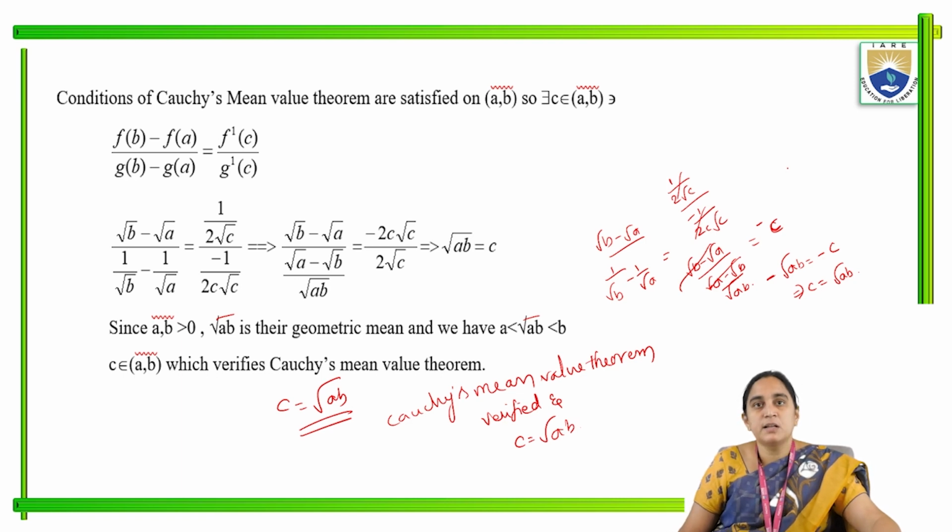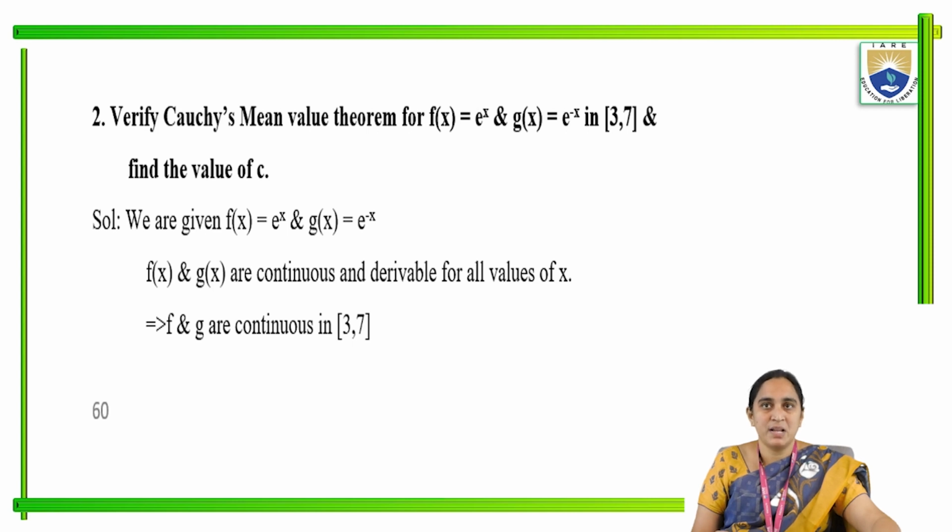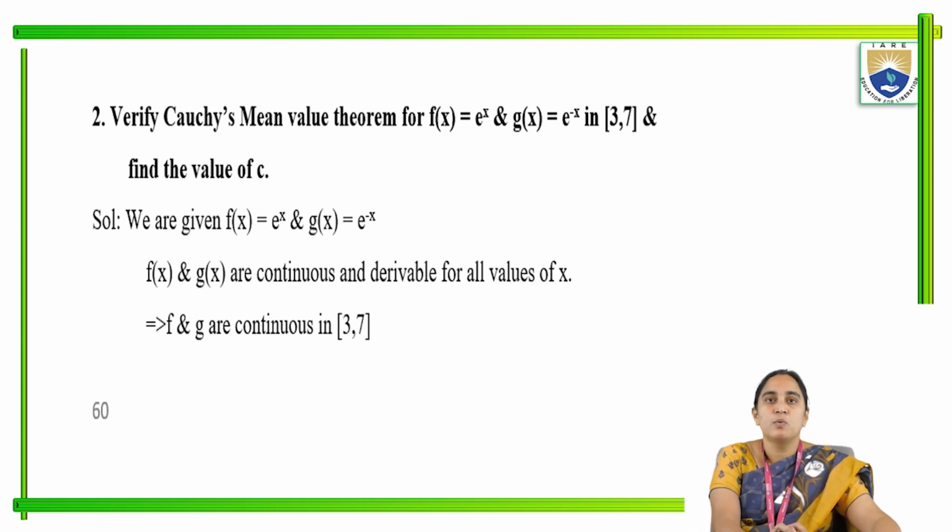Okay, similarly I'll go through the second question, that is verify Cauchy's mean value theorem for f of x is equal to e power x and g of x is equal to e power minus x in closed interval 3 comma 7, and find the value of c. Okay, from that here, what are the given functions? They are given two functions. One is f of x is equal to e power x and the second one is g of x is equal to e power minus x.